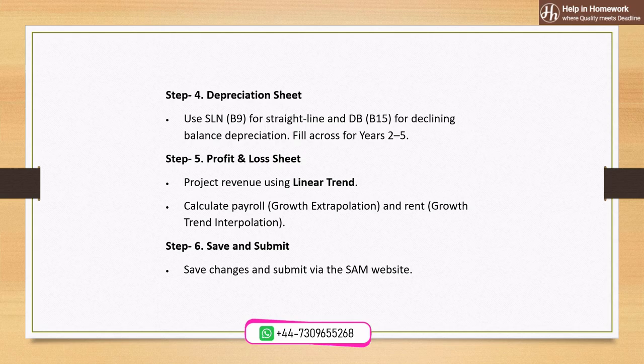Step 5. Profit and Loss sheet. Project revenue using linear trend. Calculate payroll, growth extrapolation, and rent, growth trend interpolation. Step 6. Save and submit. Save changes and submit via the SAM website.